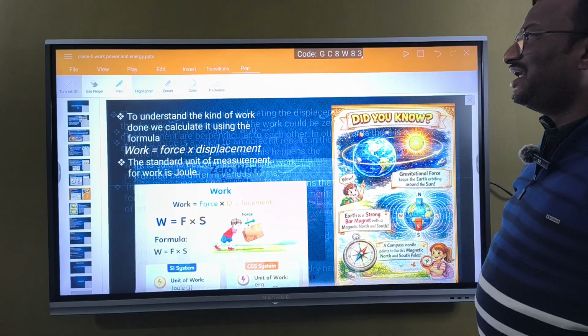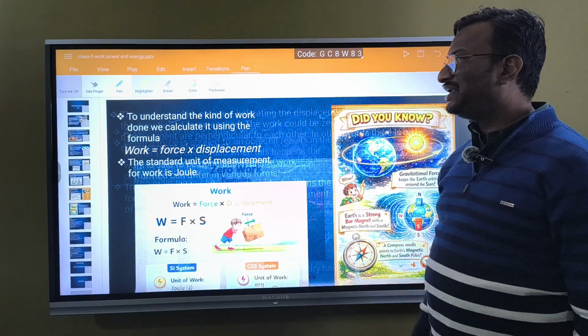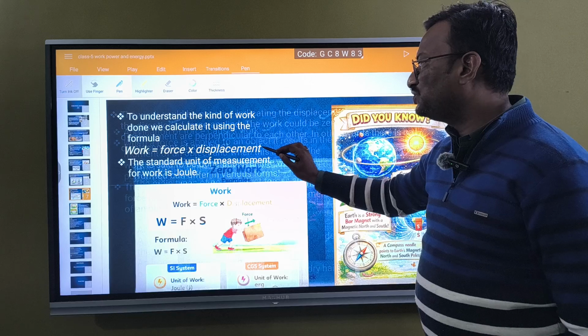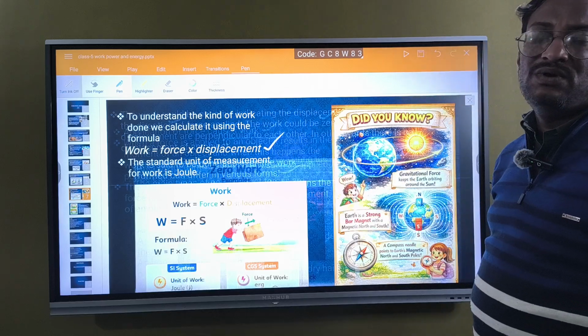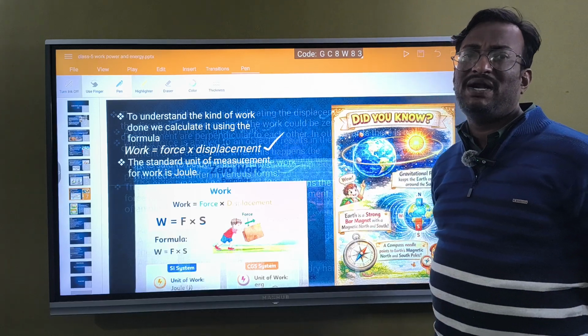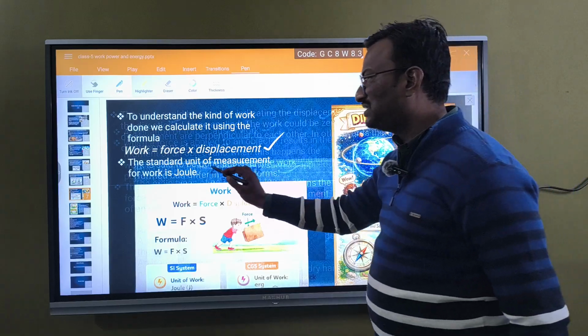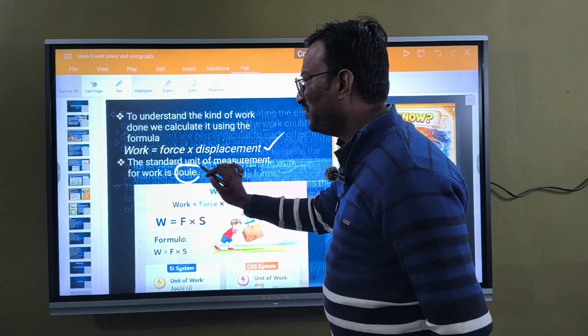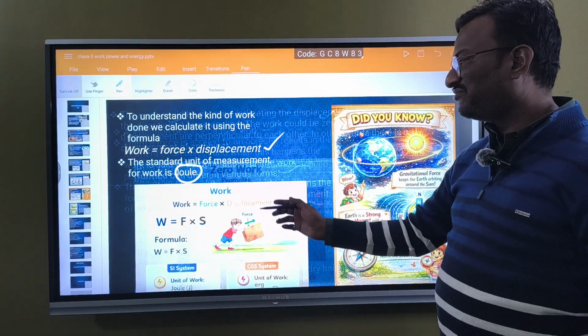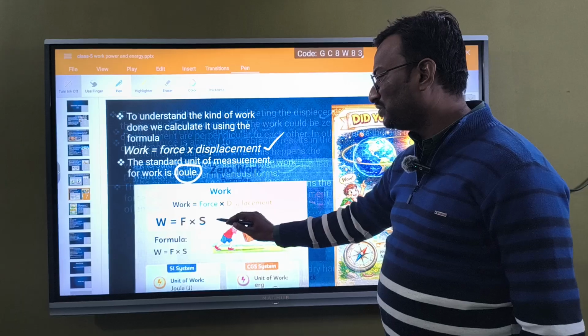To understand the kind of work done, we calculate using the formula W equals force into displacement. Work is nothing but force into displacement. The standard unit of work is joule. Remember that the SI unit of work is joule. So what is the formula? W equals force into displacement.